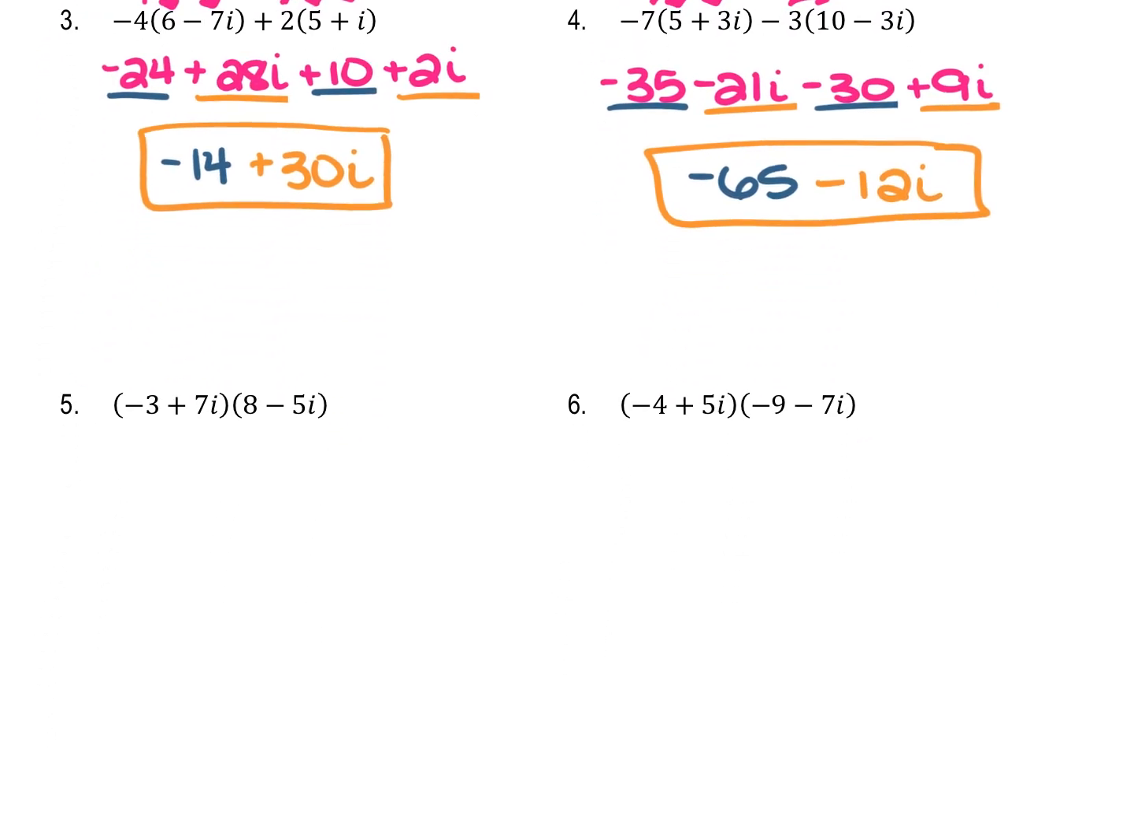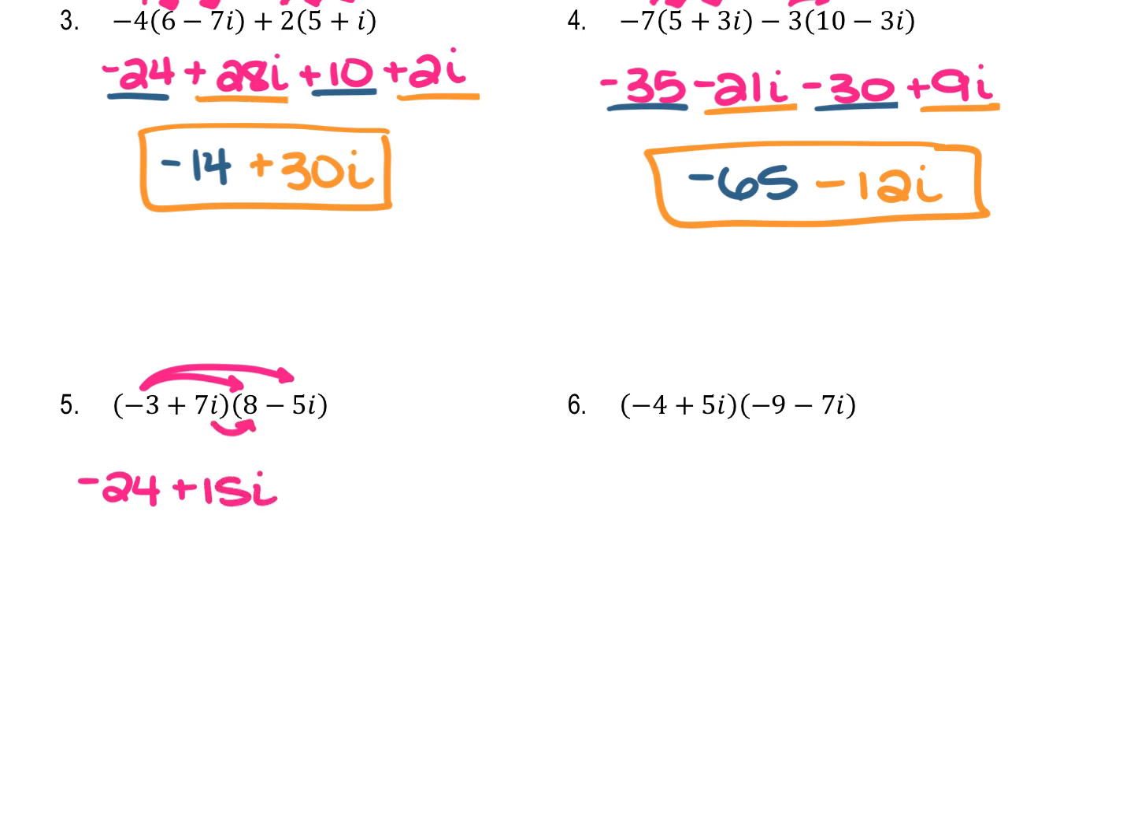For number 5, we have negative 3 plus 7i times 8 minus 5i. For this one, we're going to FOIL. So we're going to start by multiplying that negative 3 into the second set of parentheses. So negative 3 times 8 is negative 24. Your negative 3 times negative 5i is positive 15i.